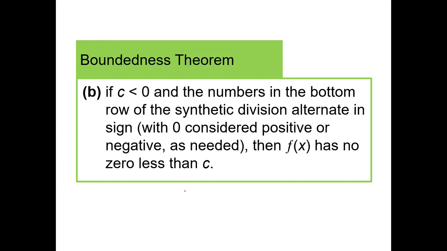B. If c is less than 0 and the numbers in the bottom row of the synthetic division alternate in sign, with 0 considered positive or negative as needed, then f of x has no zeros less than c. If there are no zeros less than c, then we can check all of the zeros above c if there are any left.